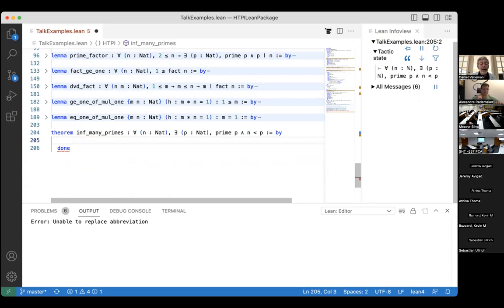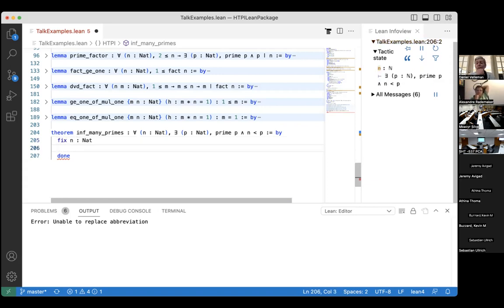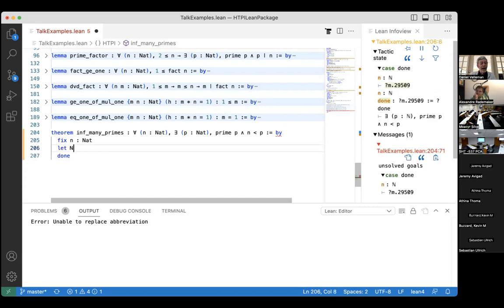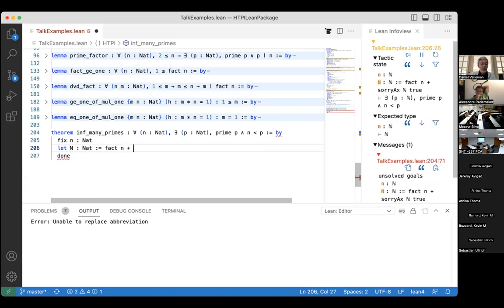So for all n, there exists a p such that p is prime and p is bigger than n. Let me start by fixing an n. And now I have to come up with this p. So the proof I have in mind, I hope many of you are thinking of the same proof, is that I should compute n factorial plus 1. Let me give that a name. I'm going to call it capital N. It's a natural number, and it's going to be n factorial plus 1.